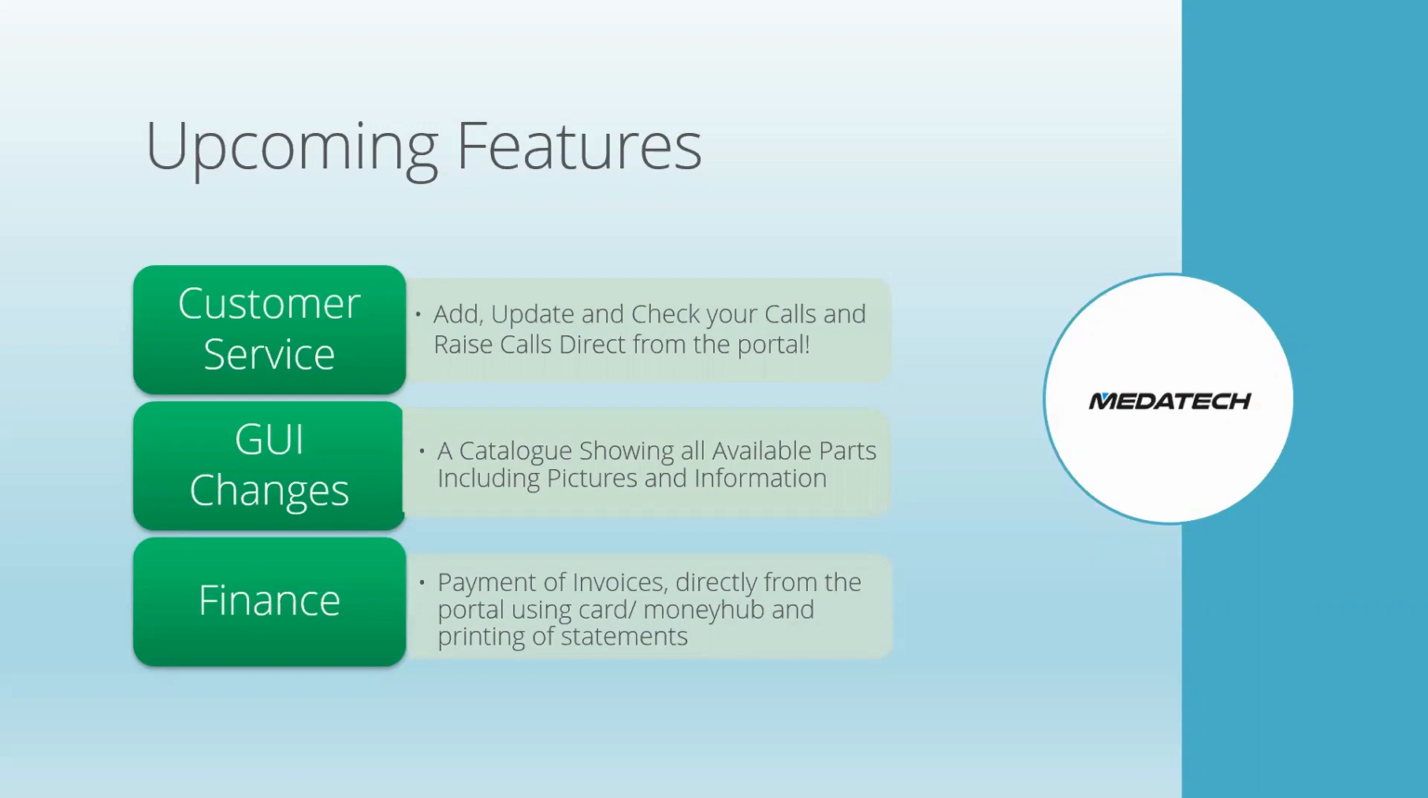A part catalogue showing a list of available parts with pictures, almost like an actual catalogue. And you'll be able to see inventory stock levels. So when your customers are making orders, they'll be able to see what's running low, what's out of stock, and what's currently in stock to help with their ordering process. There'll also be further customer finance additions, including the payment of invoices directly from the portal using a card and integrated with Moneyhub, which you'll have a look at in a few minutes, and the ability to print out customer statements on demand. Plus, there's more to be announced.